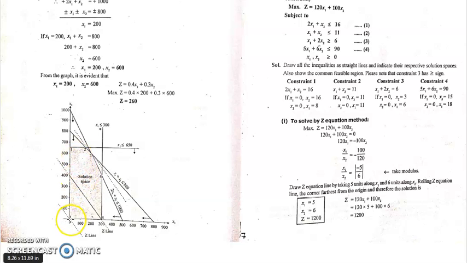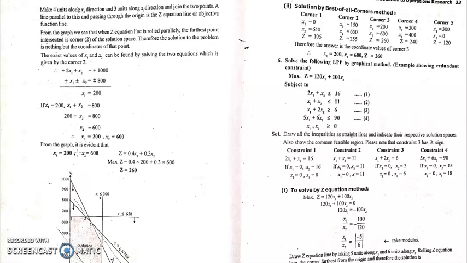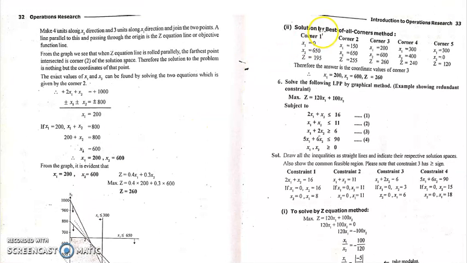This is the origin. Anyway, here the values will be 0, 0. This is the first corner, second corner, third corner, fourth corner, and fifth corner. So, whatever the x and y values are there, here you have x1 and x2. Whatever the x1 and x2 values are for each and every corner of these five, you should get the x1, x2 values. Then you have to put them in the z equation. See here, solution by the corner points method.